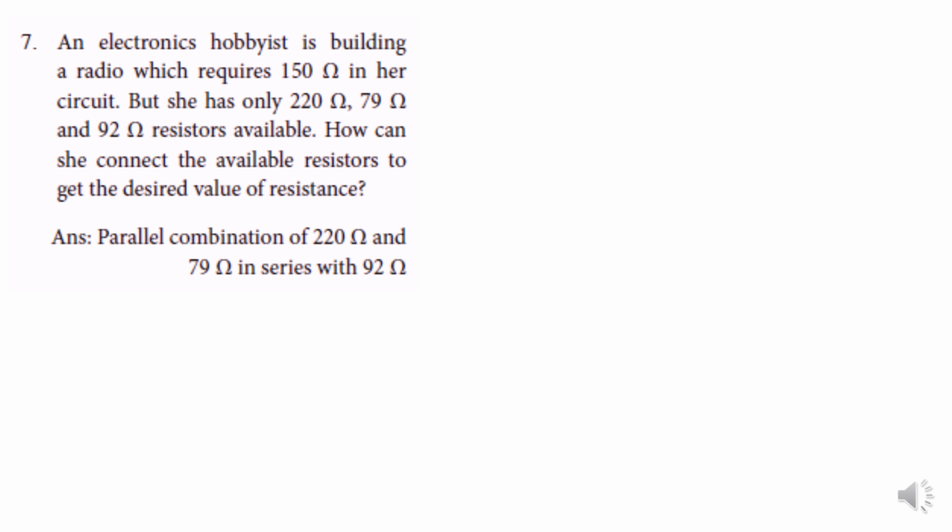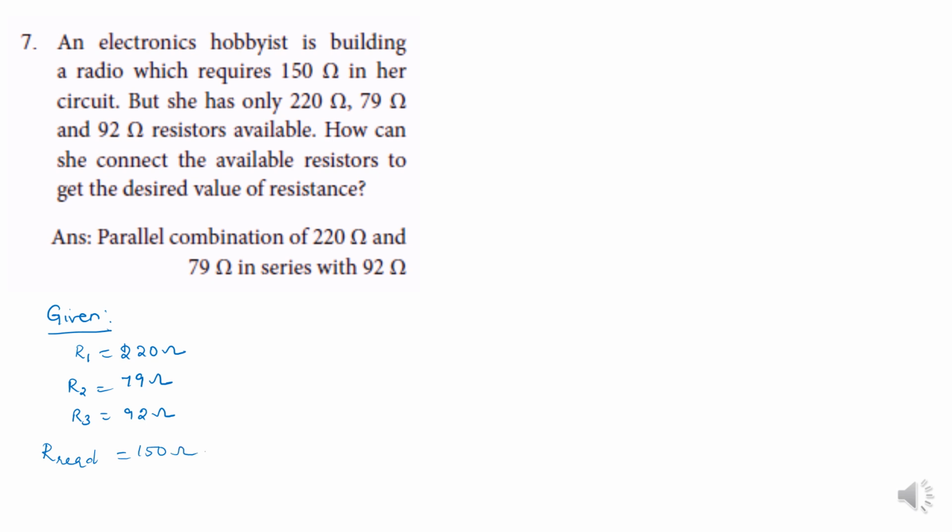An electronics hobbyist is building a radio which requires 150 ohm in her circuit, but she has only 220, 79 and 92 ohm resistors available. How can she connect the available resistors to get the desired value of resistance? Okay, so what is given is, the resistors available with her are R1 is equal to 220 ohm, R2 is equal to 79 ohm and R3 is equal to 92 ohm. Okay, but what is required is 150 ohm.